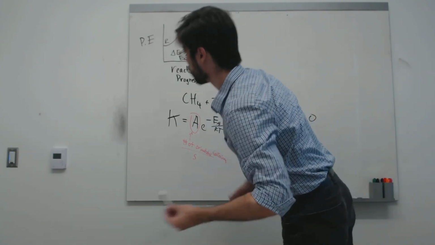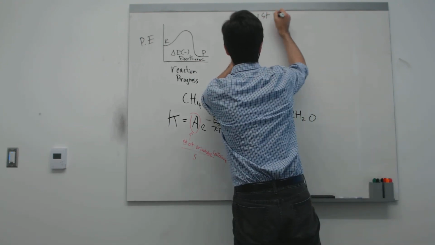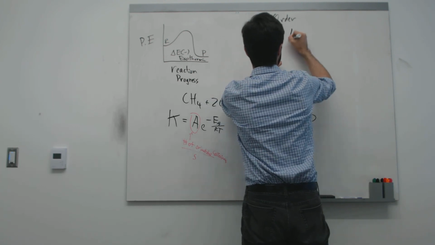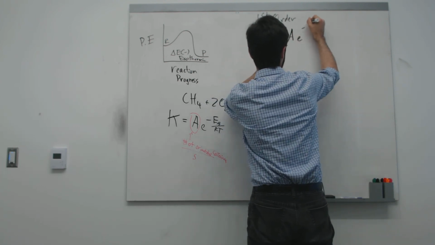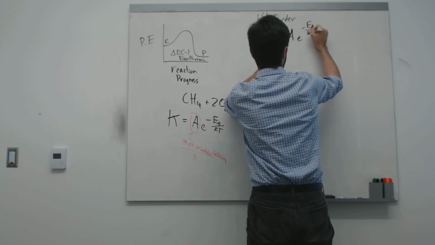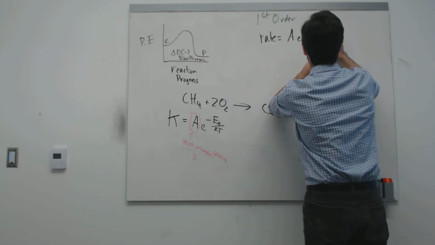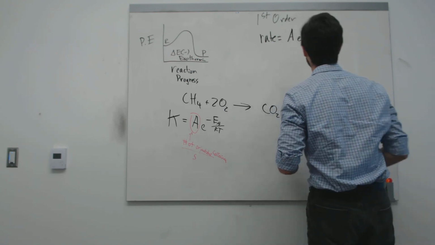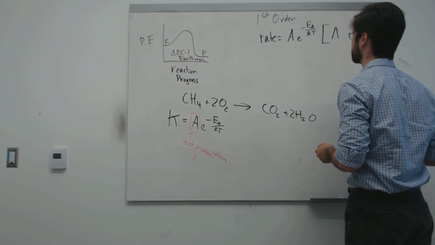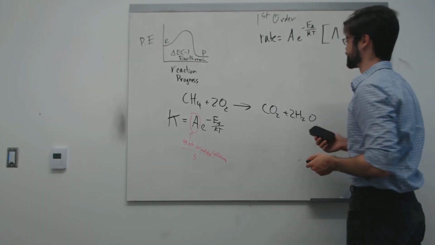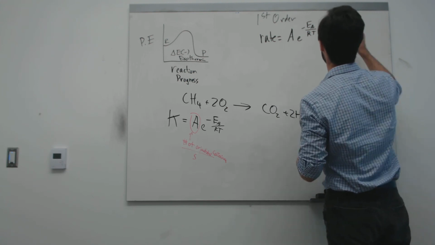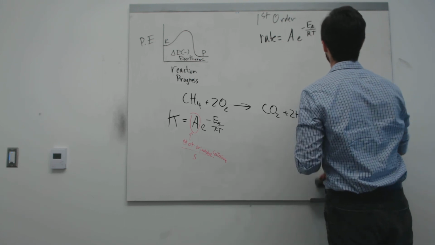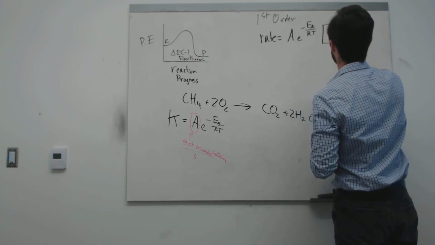Let's say I have a first order reaction. Then I can tell you the rate of that reaction is equal to A e to the minus activation energy over R times T times, you know what, that's a bad example. I'll say the concentration of R, the concentration of some reactant.